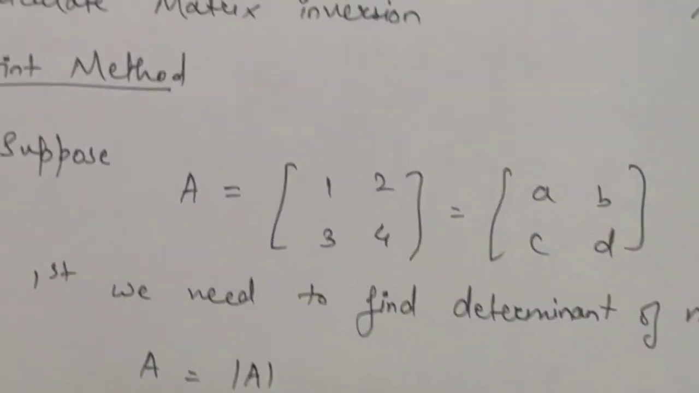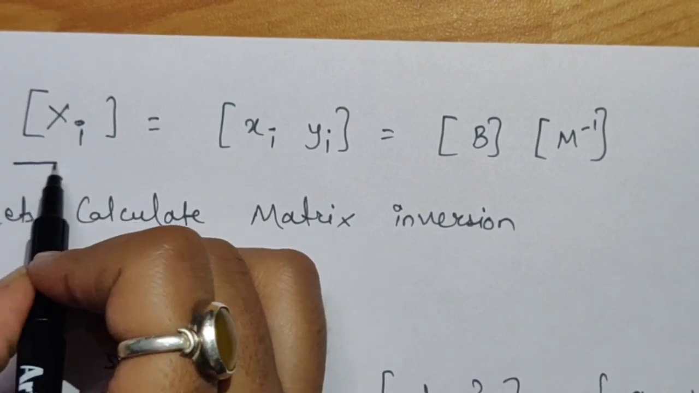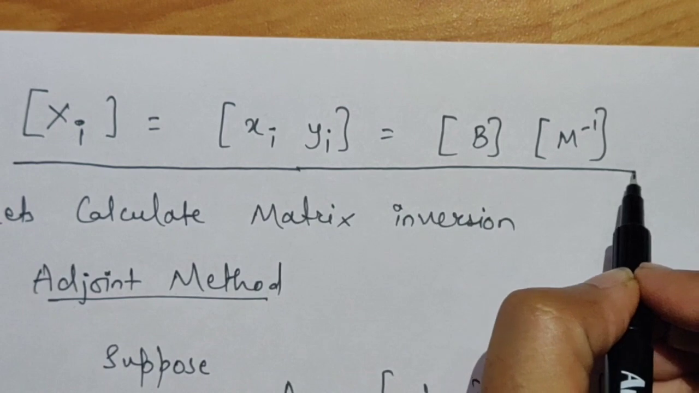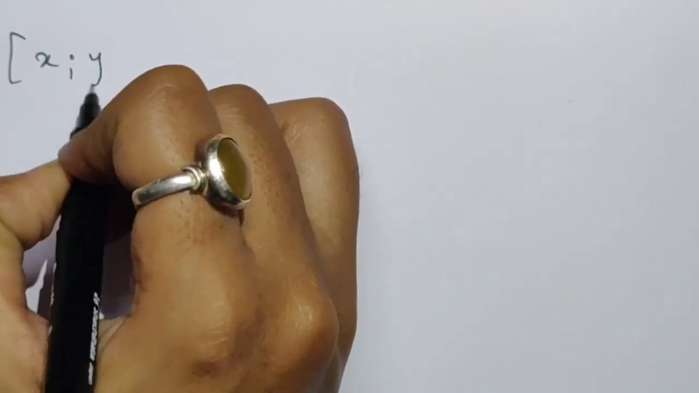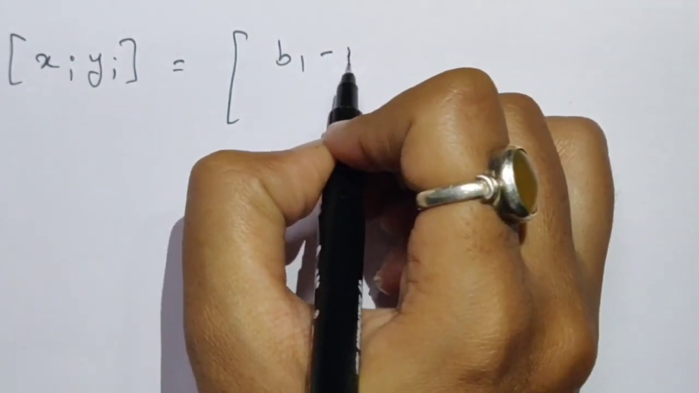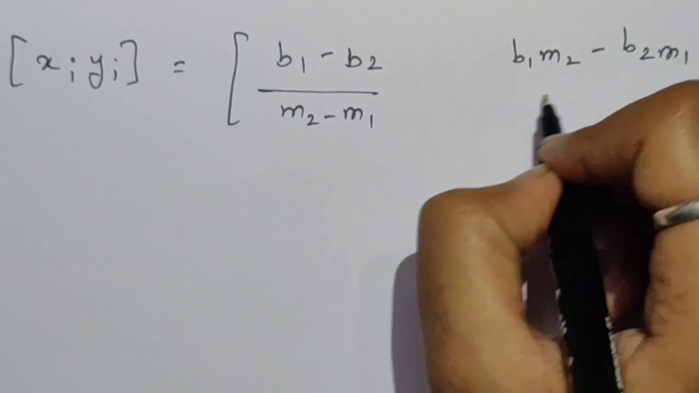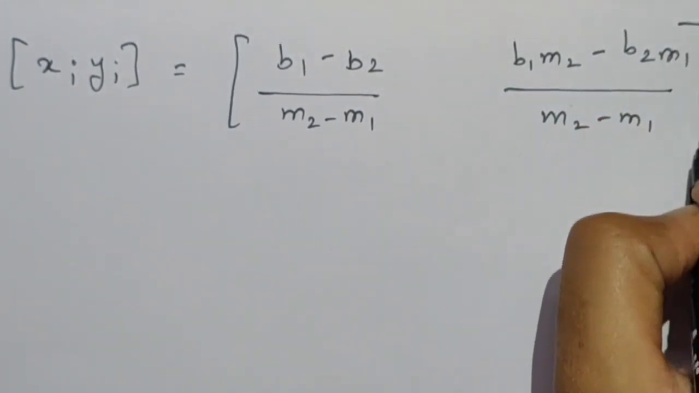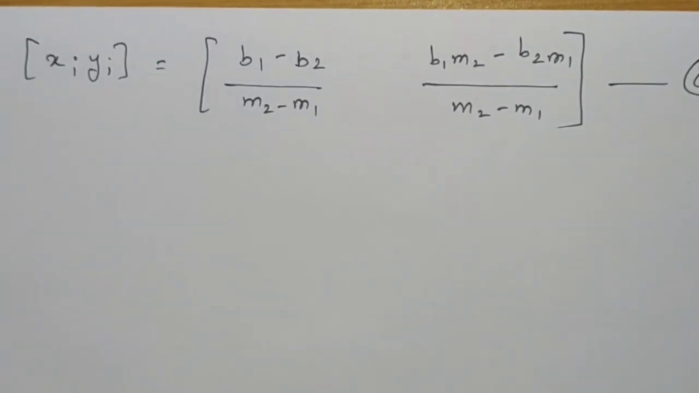Now we have the formula we had already seen, that is, xi yi is equal to b into M inverse. Now we will just put the values into that formula. So we will get xi and yi as b1 minus b2 divided by m2 minus m1, and b1 m2 minus b2 m1 divided by m2 minus m1. We will call this equation 4. What we did was just calculate the values of xi and yi.